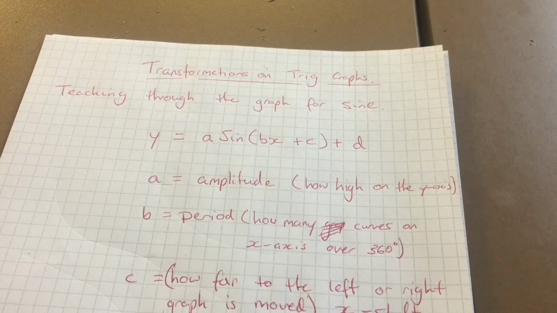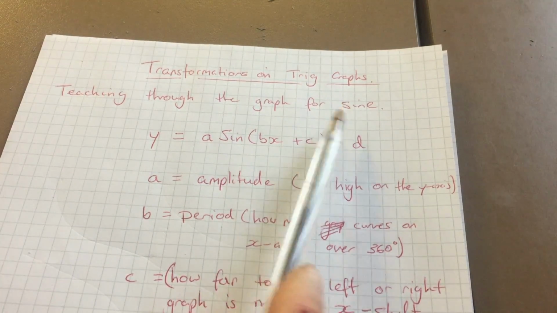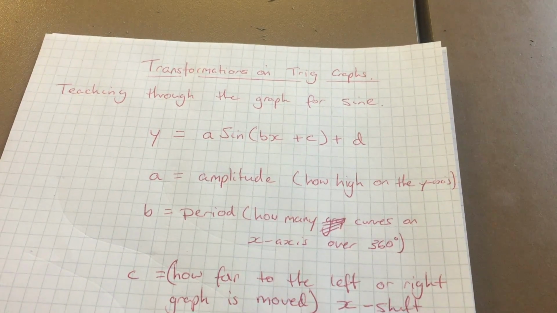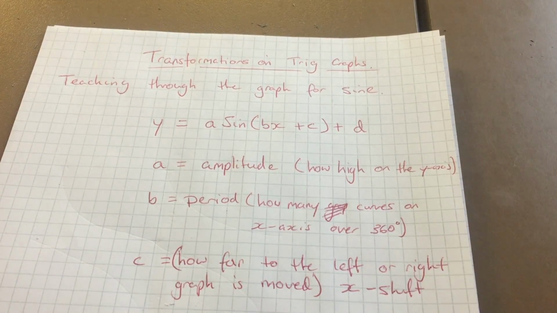Okay, so we're just going to have a quick look at transformations on trig graphs. Again, this is for the basics of the National 5 course, so there is a lot more information, but we're just going to try and keep it to the key skills here. We're going to teach you all these skills through the sine curve, so you need to make sure you know what the sine curve looks like before we really start, and you're confident with what each of those graphs look like. Each of these rules applies in the same way for the sine, the cosine, and the tan graph.